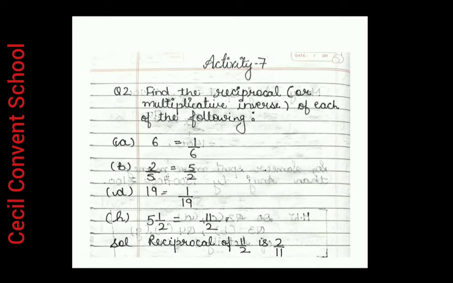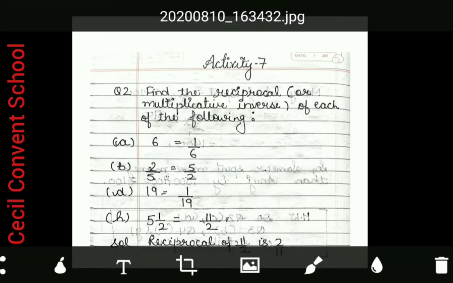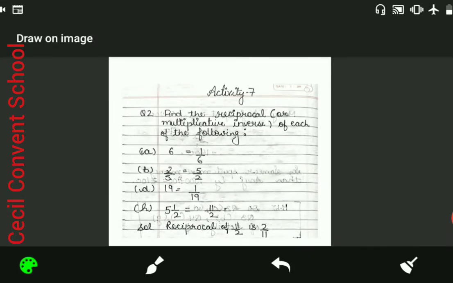Clear? Now reciprocal of 2 by 5. It is 5 by 2. What have we done? We have changed their position. Clear? Numerator now becomes denominator and denominator now becomes numerator. Clear? Now reciprocal of 19. Down of 19 nothing is written. So what do we write? 1. So the reciprocal of 19 is 1 by 19.